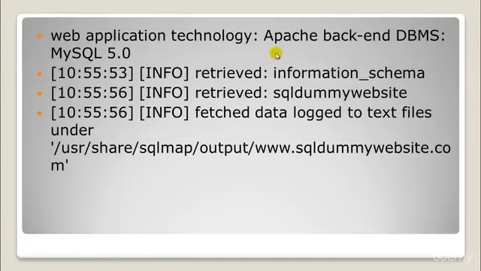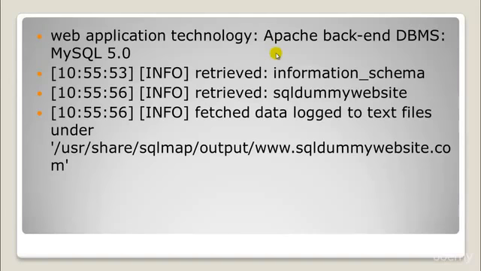This command will reveal quite a few interesting pieces of information. These are the things you will see when you run that. Apache backend database MySQL 5.0. Retrieved information schema, retrieved SQL dummy website, fetched data logged to text under user share sqlmap output for the SQL dummy website.com. This means that it has a Linux or a Unix system. So now we have two databases that we can look into. Information schema is a standard database for almost every MySQL database, so we don't need to worry about it. Our interest over here would be the SQL dummy website database.